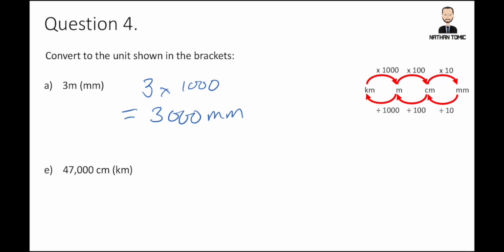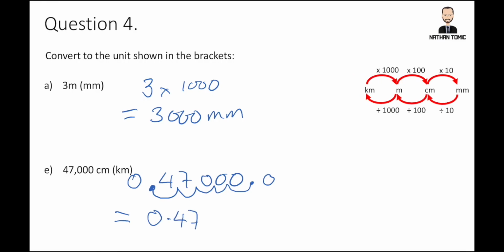So if we have 47,000, remember technically that means a decimal point's here. We're going to move it by 5 zeros in total. So we're going to go 1, 2, 3, 4, 5. So the decimal point actually comes at the front here. So we'll put a 0 just to make it clear. So that is actually equal to 0.47. We don't need all these extra zeros, but we do need to put the unit of measurement in. So 0.47 kilometers is the same as 47,000 centimeters.